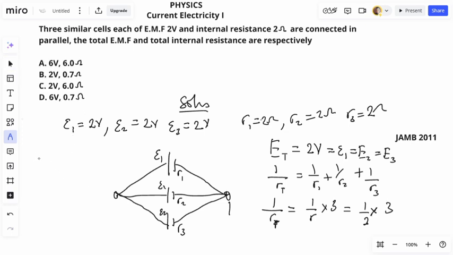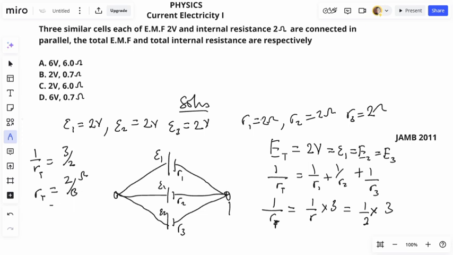So permit me to bring the calculation this way. So I will have 1 over R total to be 3 over 2. Then when you take the reciprocal, or I say you make R the subject, you have that R total will be what? 2 over 3 ohms. So the equivalent internal resistance will be 2 over 3 ohms.